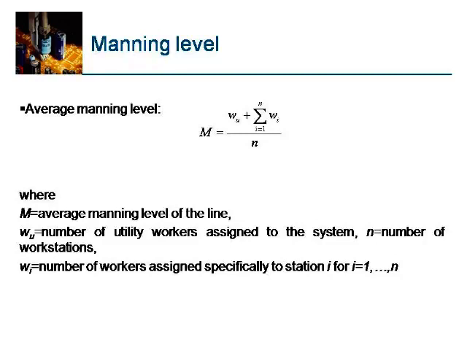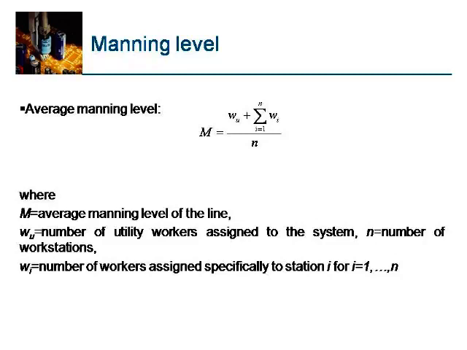What is the manning level at an assembly station? It can be easily determined by the formula given below. Average manning level M = (WU + Σ WI, i = 1 to N) / N, where M is the average manning level of a line, WU is the number of utility workers who are assigned to the system, N is the number of workstations, and WI is the number of workers assigned to a specific workstation, let us say workstation 1 to N.